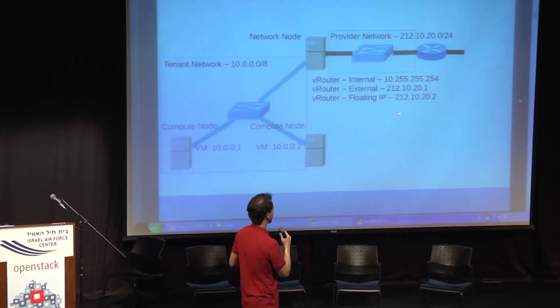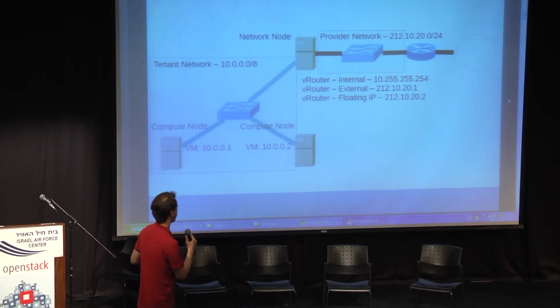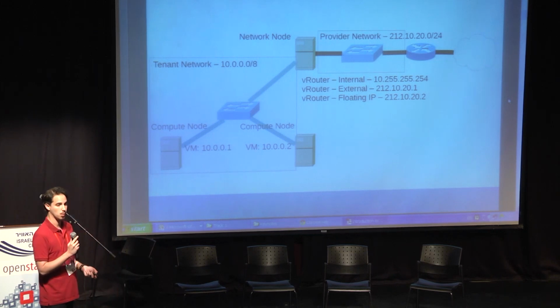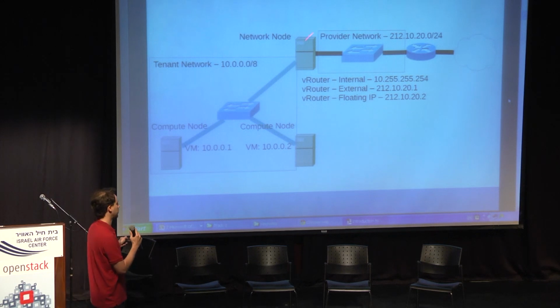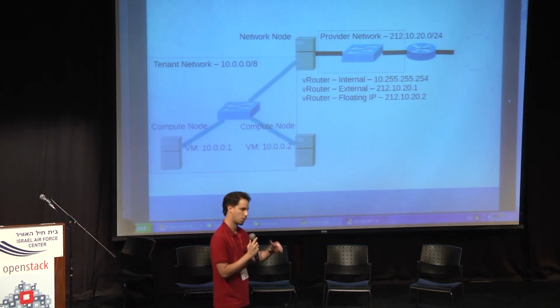As an elastic IP, I basically attach an external IP to one of my ports, to one of my Neutron ports, for example, this instance. And the network node actually does the NAT in the reverse order.